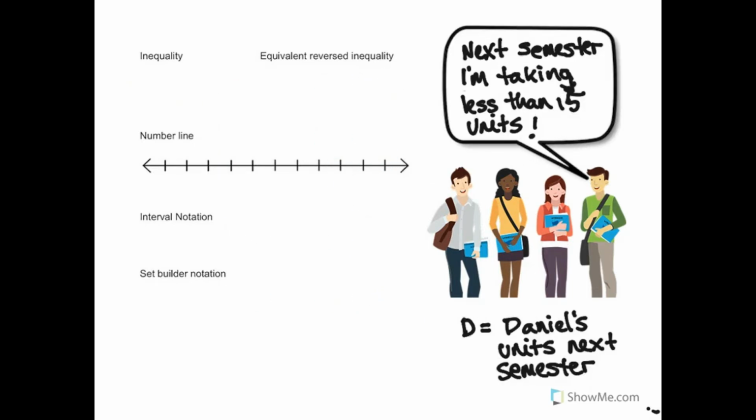Daniel says that next semester he's taking less than 15 units. So we're letting D stand for Daniel's units next semester. He's taking less than 15 units. To reverse it, reverse the 15 and the D, but keep the pointy end towards D. D is less than 15. 15 is greater than D.